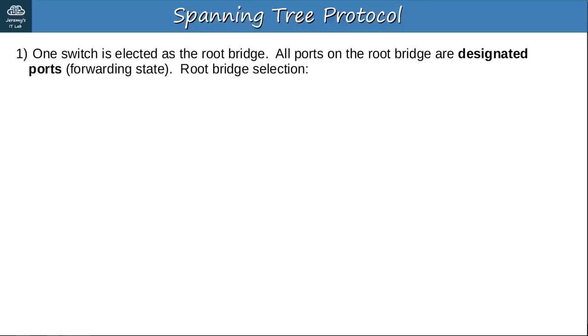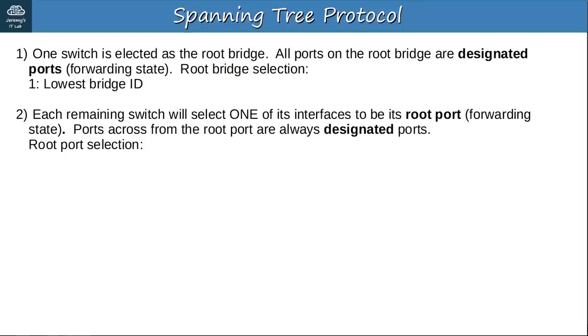Okay, so I've updated our spanning tree summary here. First, one switch is elected as the root bridge. All ports on the root bridge are designated ports. There is only one step in selecting the root bridge. That is the switch with the lowest bridge ID. Next, each remaining switch will select one of its interfaces to be its root port, which is also in a forwarding state. Ports connected to the root port are always designated ports.